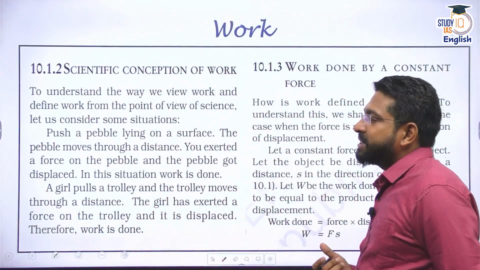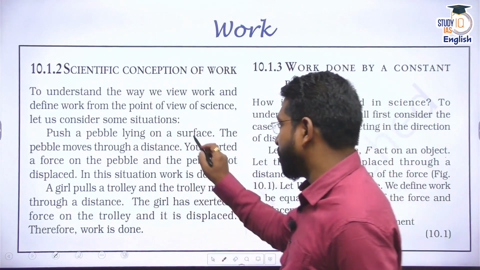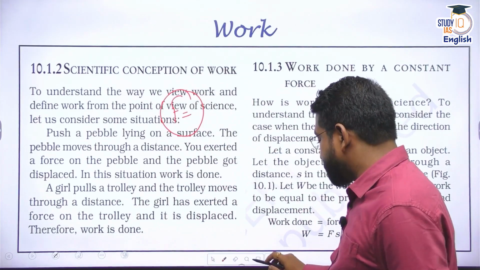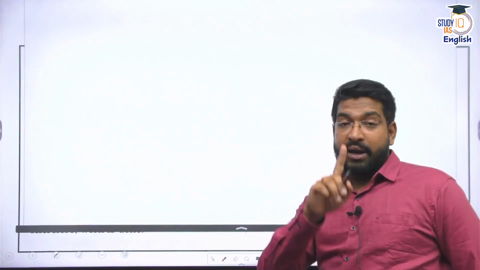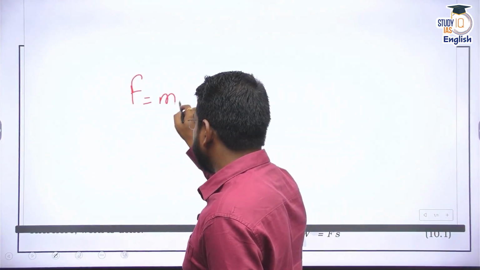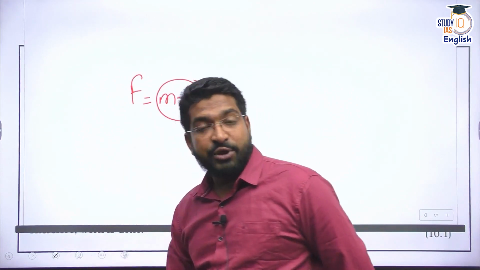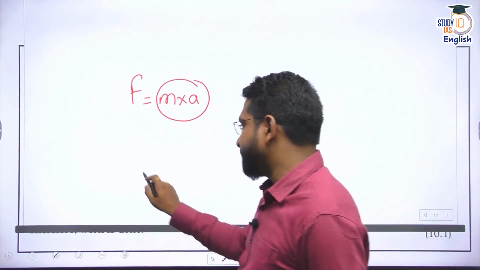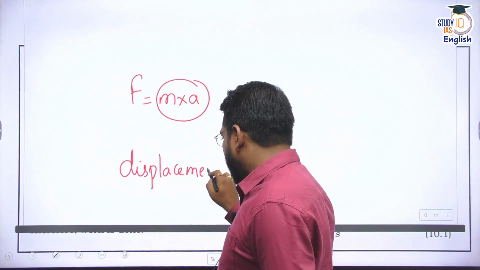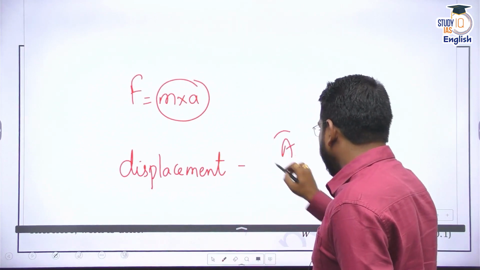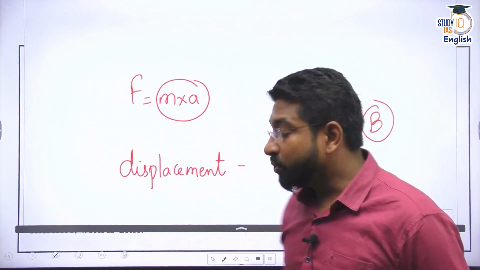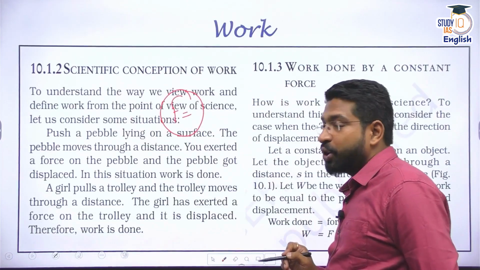Now, work and its scientific conception is based on two concepts. It is based on the concept of force, and we have already established it. Let me give you a small recap of Newton's laws. I told you the second Newton's law leads to the idea of force, which is equal to mass into acceleration. We have also discussed the idea of displacement, that means an object moving from point A to point B. All right. Now, work is connected to these two aspects.